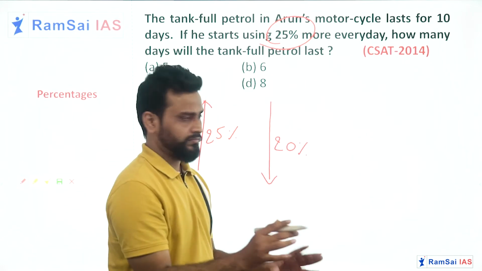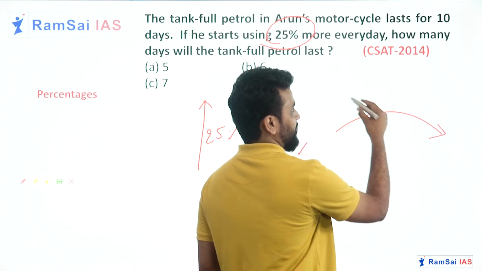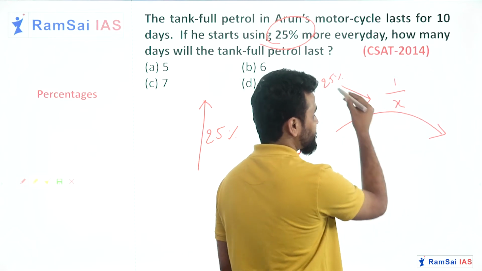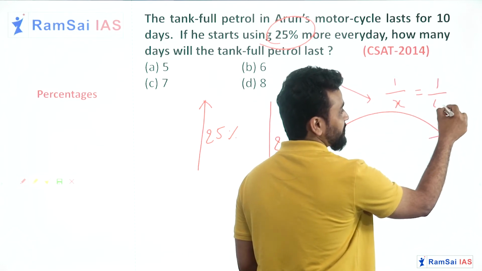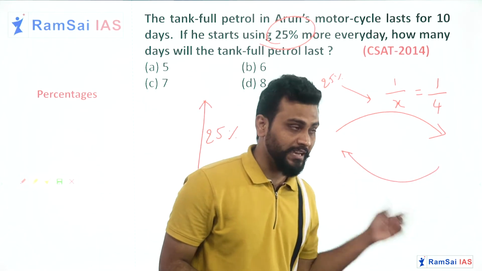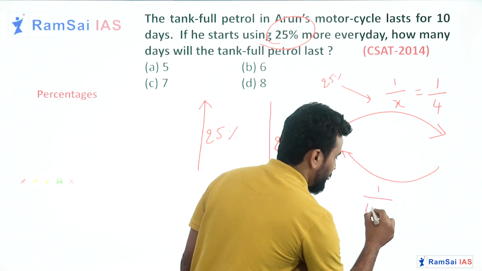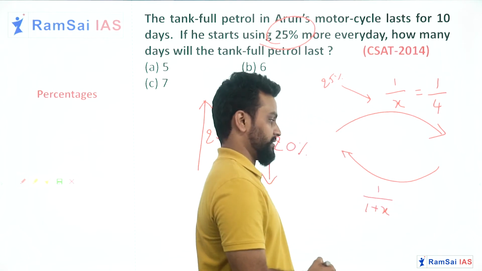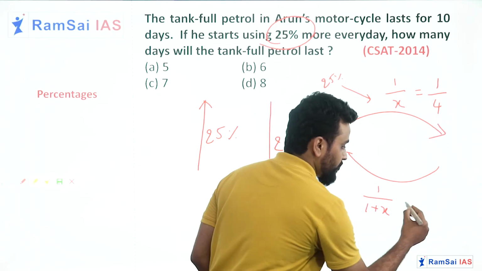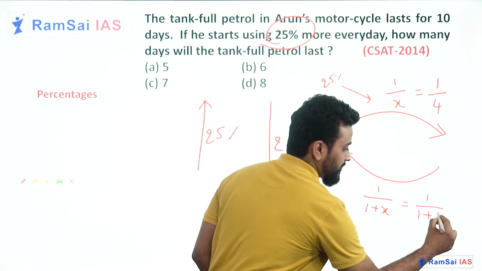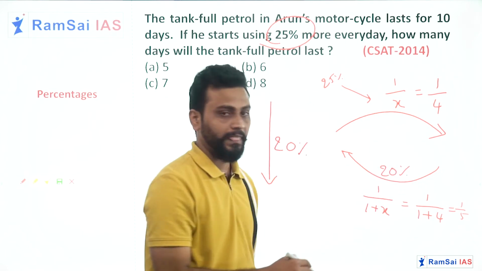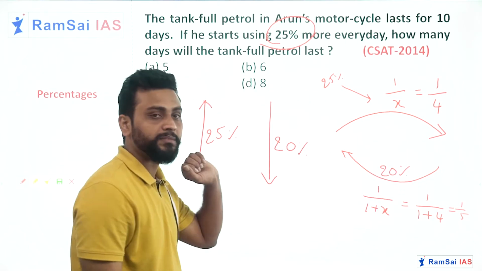Yes sir, how? If usage increased by 25%, can you write this 25% in terms of 1 by x? Yes, you can write 25% as 1 by 4. Then in reverse, the total number of days that we can use the fuel will reduce by 1 by 1 plus x. Here x equals 4. So how much does it reduce? 1 by 1 plus 4, that is 1 by 5. 1 by 5 is nothing but 20%. So the number of days will be reduced by 20%.